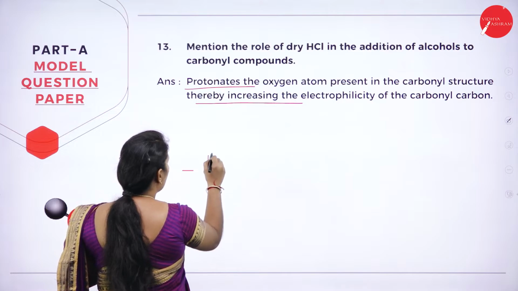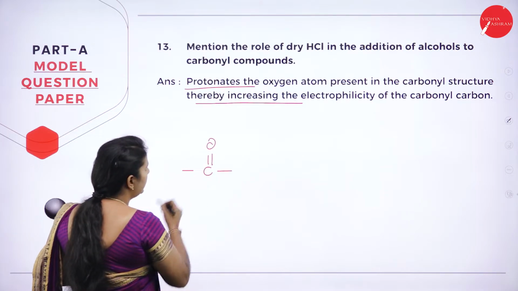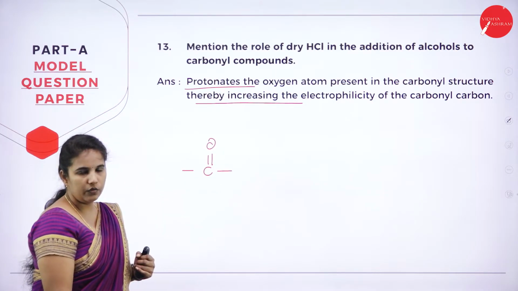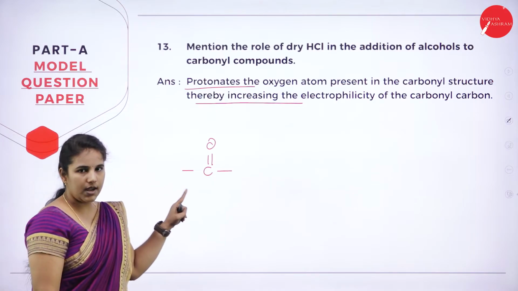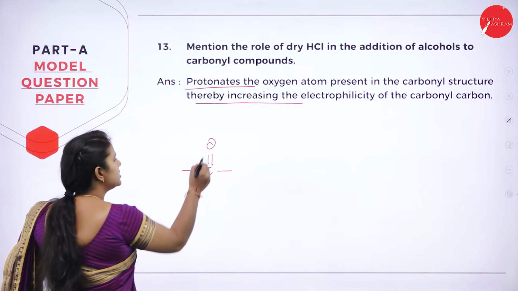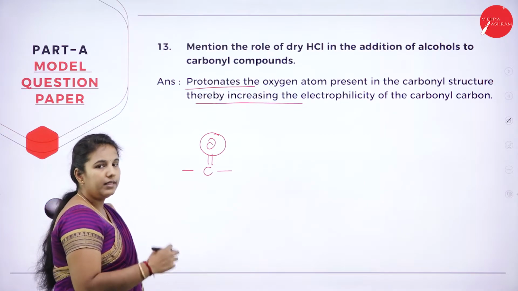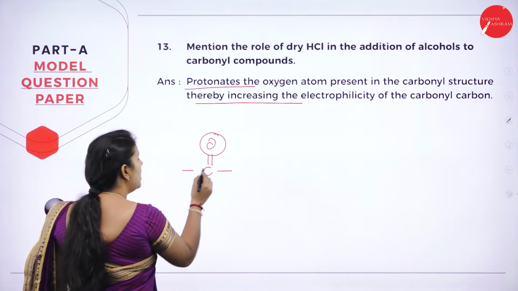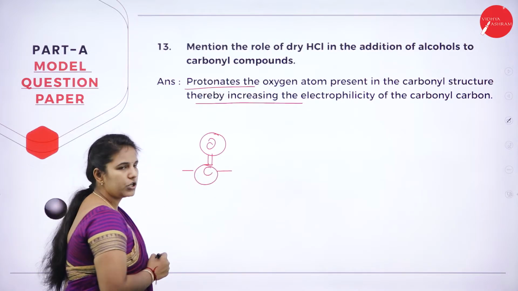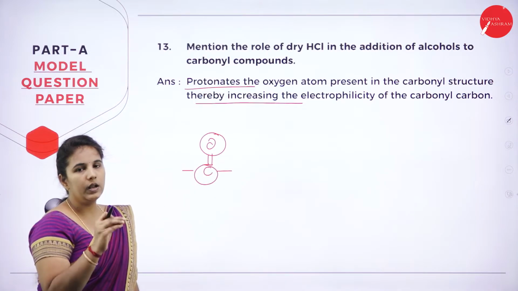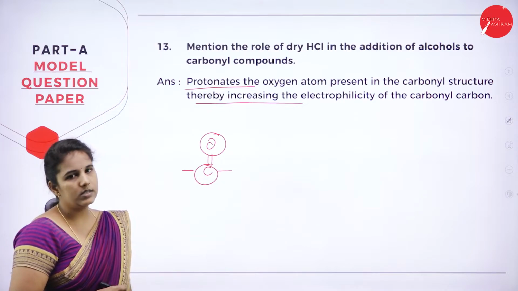We know that this is a carbonyl group, where if you add the dry HCl to this, it protonates the oxygen which is there in the carbonyl group. Thereby, it increases the electrophilic nature of this carbonyl carbon which is there in the carbonyl structure.